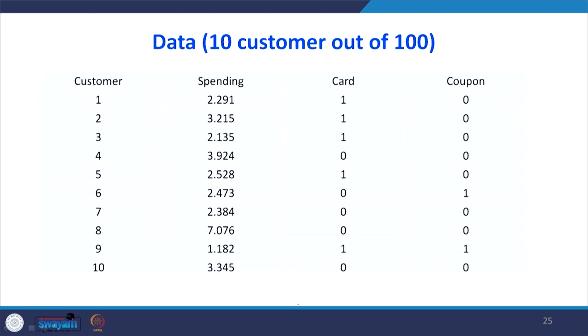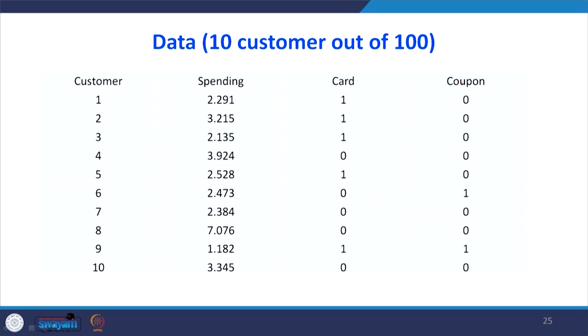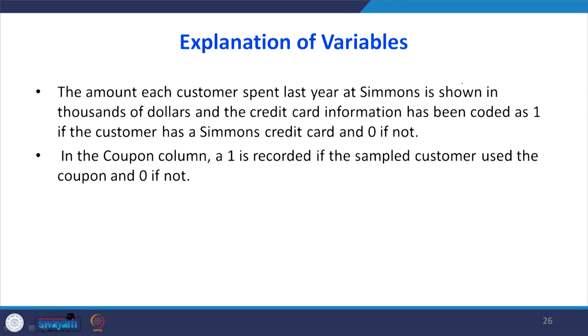This is the problem. For that problem, this is the data set. Spending, how much they spent the last month, is one of our independent variables. Possession of a Simmons credit card, if it is 1 he has it, 0 does not have it, is another independent variable. The coupon, whether he has used the coupon or not, is our dependent variable. You see that the dependent variable has 2 categories, 0 or 1. So then we have to go for logistic regression.